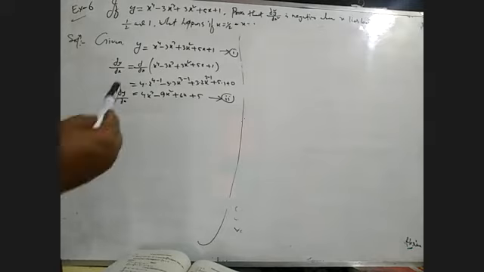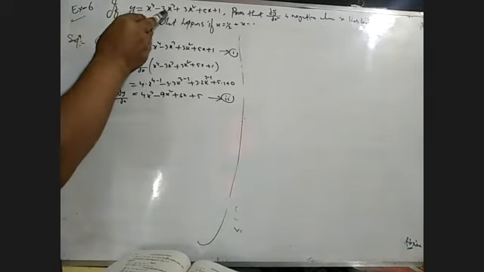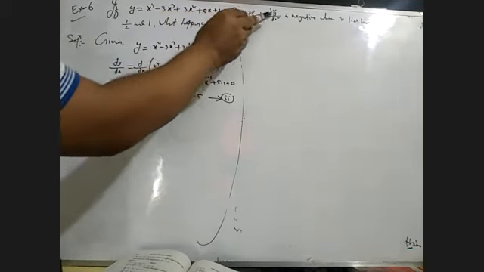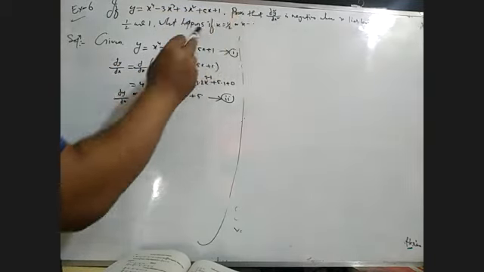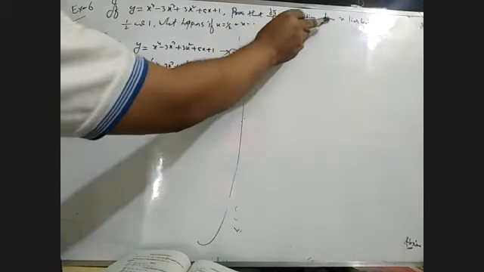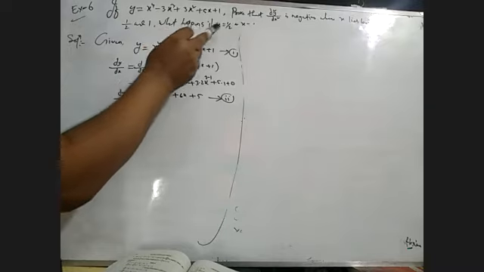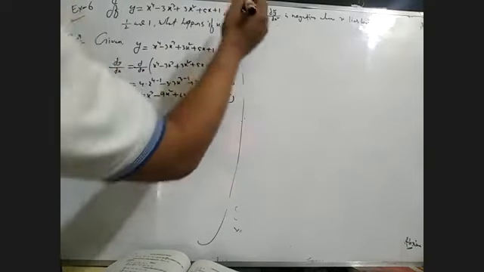Now another example. If y equals x to the power 4 minus 3x cubed plus 3x squared plus 5x plus 1, then prove that the double differentiation, d square y by dx square, is negative when x lies between half and 1. What happens if x equals half or x equals 1?